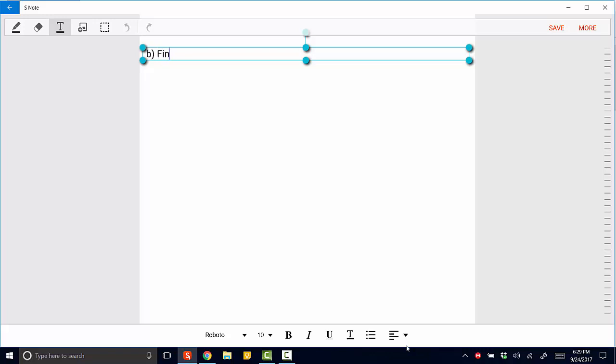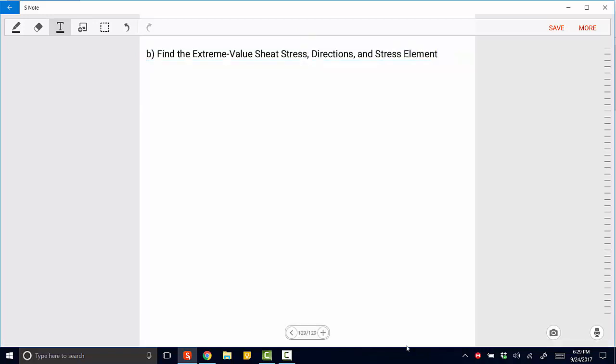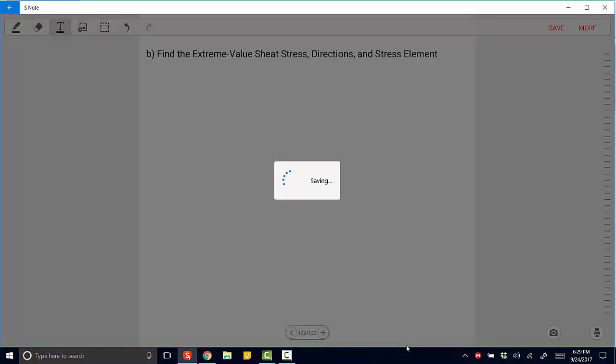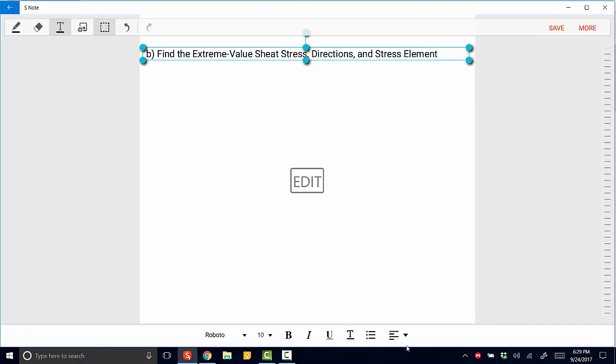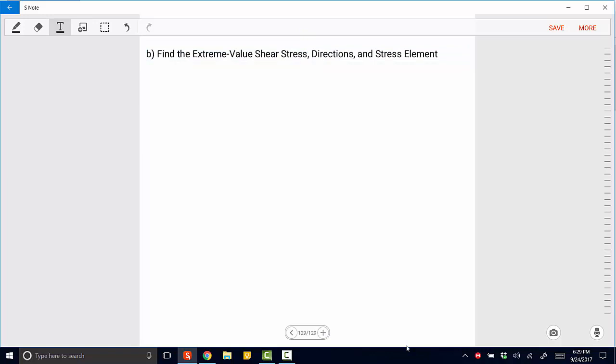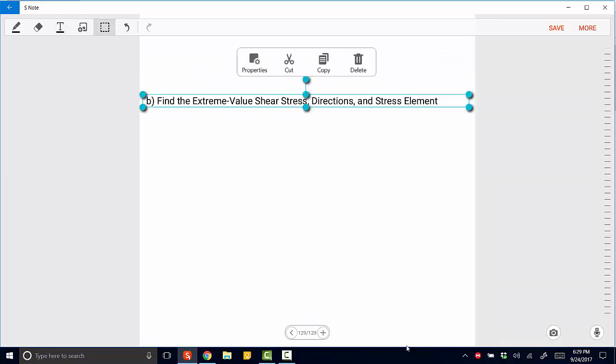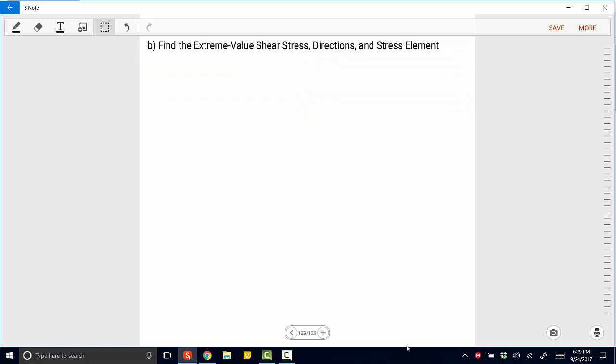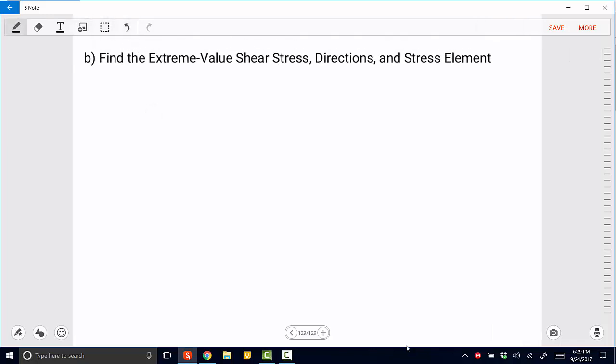For part B, we need to find the extreme values of shear stress, their directions, and the extreme valued shear stress element. And let's save here, and then let's edit. Shear stress. There we go. So now we've got to do the same problem, but now we're searching for the extreme values of shear. Well, let's use the same procedure. Let's do it step by step.